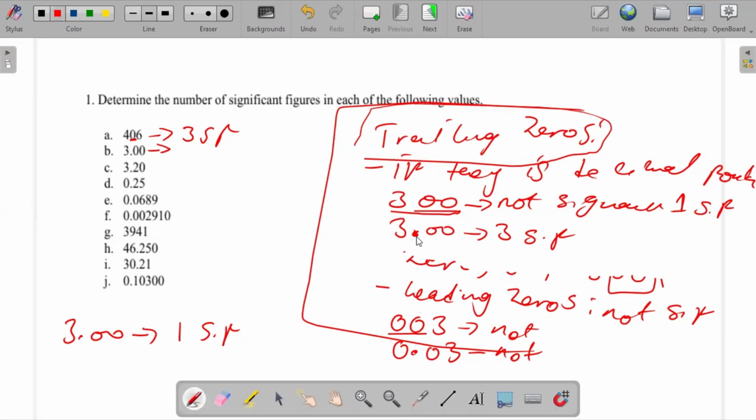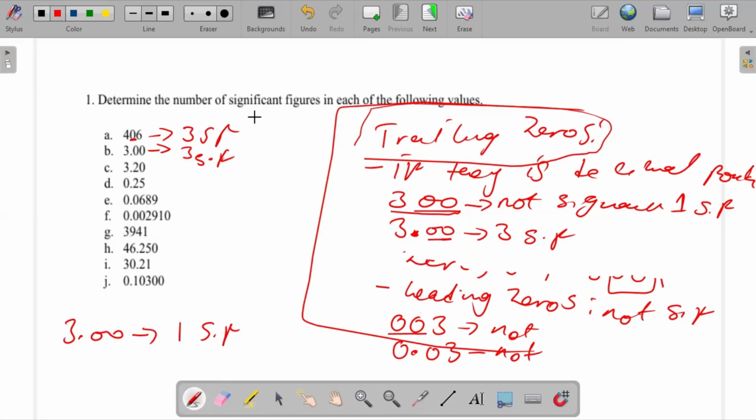But if we are having a decimal point, in this case, there's a decimal point here, okay? On this number, there's a decimal point. Then we have these trailing zeros. In this case, these trailing zeros are going to be significant. So here we are going to have 3 significant figures. Okay, thank you so much.